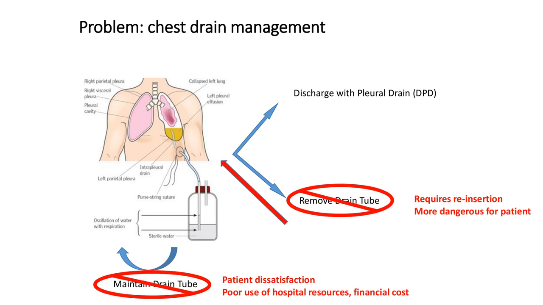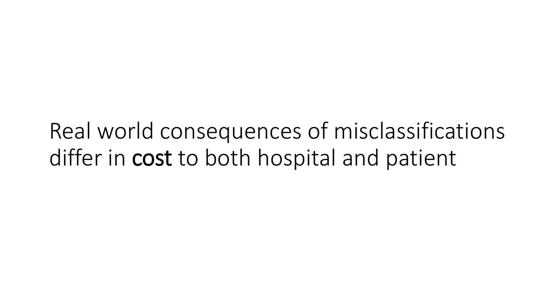Each of these decisions can be made erroneously, and the costs associated with those errors differ greatly. For example, suppose a drain tube was removed when it shouldn't have been, then the patient will have to go back to the hospital and have another drain tube put in, which is obviously very dangerous and costly. Whereas for a maintained drain tube, if a patient could have had their drain tube removed but it isn't, no one wants to stay in the hospital longer than they have to. It's an inefficient use of hospital resources, and someone is taking up a hospital bed that they don't need, preventing someone else from having it. You can see the real-world consequences of these misclassifications. They differ in cost to both the hospital and the patient.